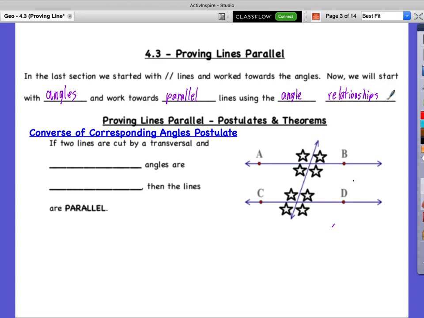Okay? So last time what we did was we had said, hey, these lines are parallel. Now we can find the angle measures using the angle relationships. Today we're going to go reverse. We're going to say, hey, here are the angle measures. Now let's use those relationships to prove lines parallel. We're just going the opposite direction, okay?